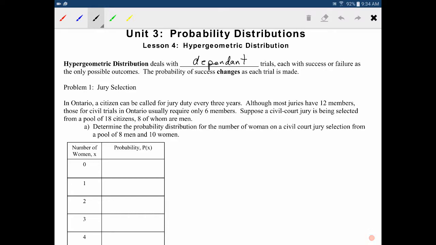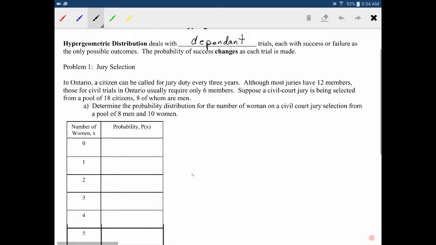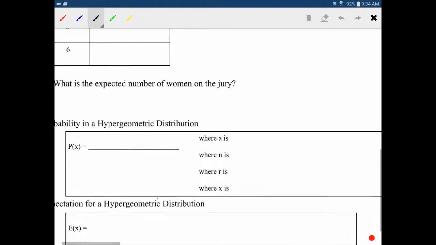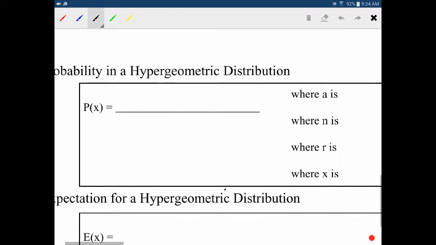The reason this is different from our previous distributions is that if I pick a woman, that is going to decrease my chances of drawing a woman the next time. If I draw 3 women, that has greatly decreased my chances because the number of men has stayed the same and the number of women has decreased. So these are dependent trials. What happens in the first trial will affect the second trial. I'm just going to jump straight to the actual formula before we start.